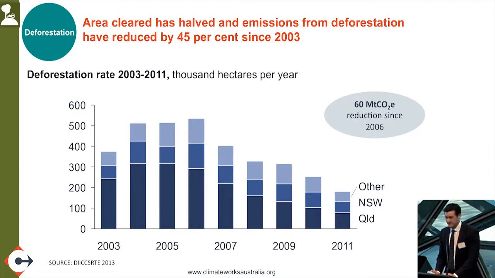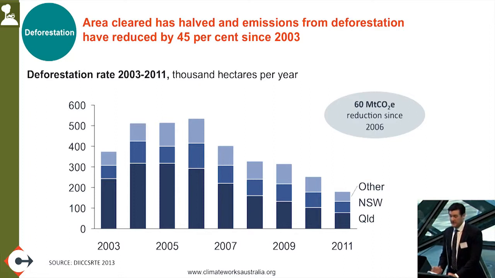There's been a 60 megatonne reduction since 2006, which is equivalent to approximately 80% of all emissions from brown coal generation in 2010-11. Much of this reduction occurred in Queensland, as you can see from the chart. And two factors are likely to have contributed to this reduction. First of all, tightening of regulations in Queensland through the Vegetation Management Act, and secondly, the economic outlook for agricultural products during this time.